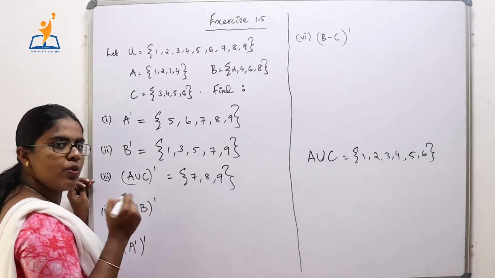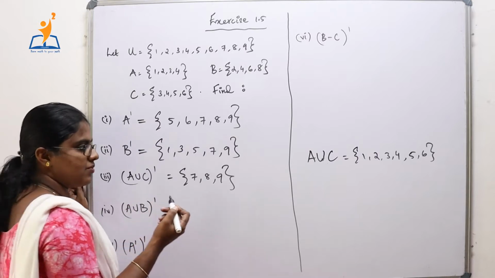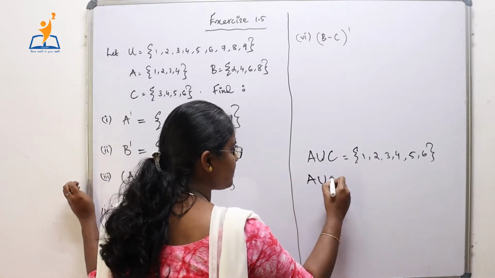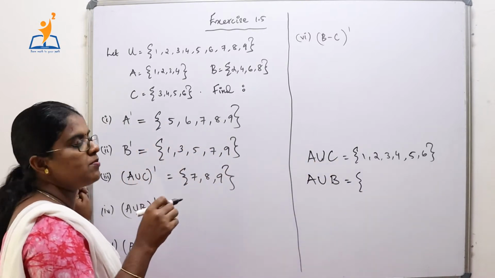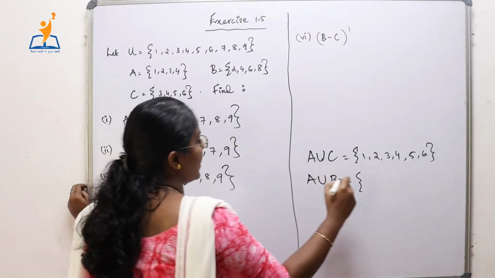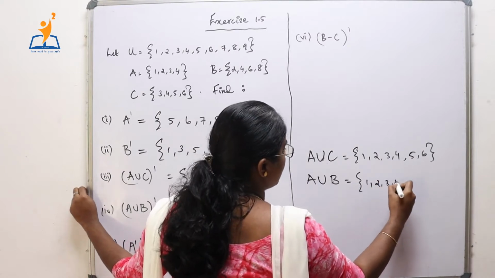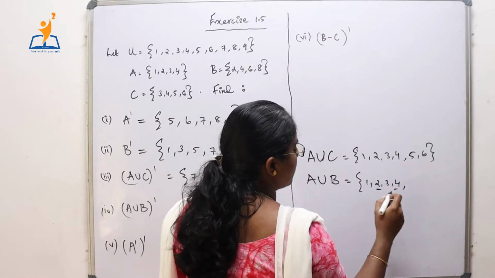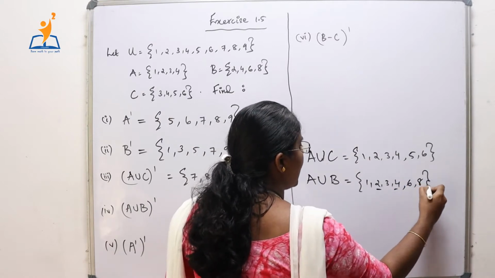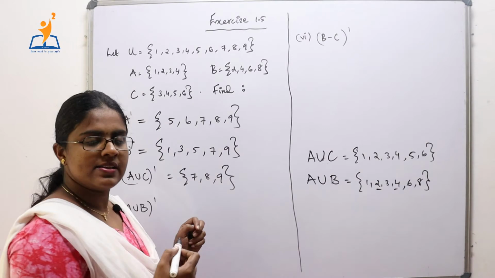Now we want (A union B) the whole complement. First of all we want to find A union B. A union B is the set of all elements from A and B. A contains 1, 2, 3, 4 and B contains 2, 4, 6, 8. 2 and 4 are already written here, so we want to add 6 and 8 to the set.